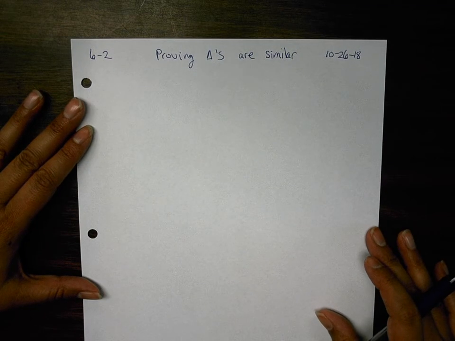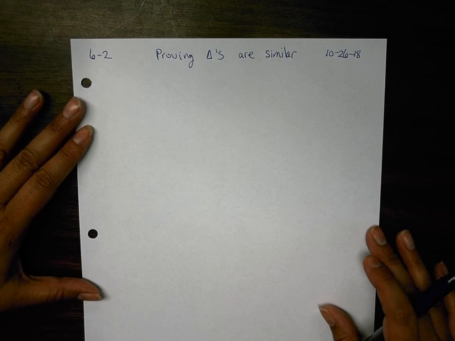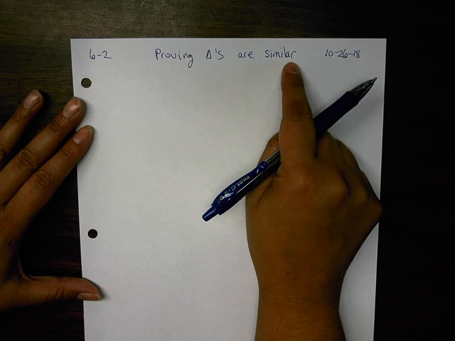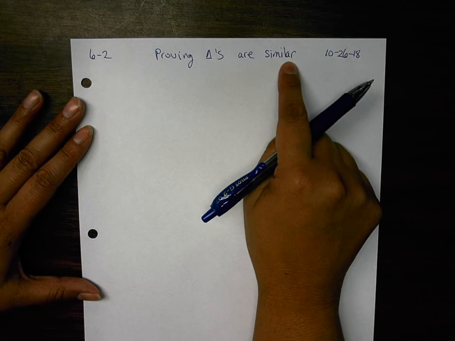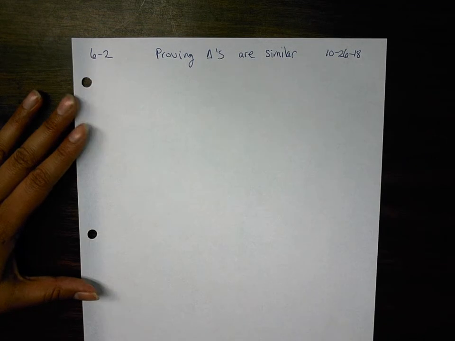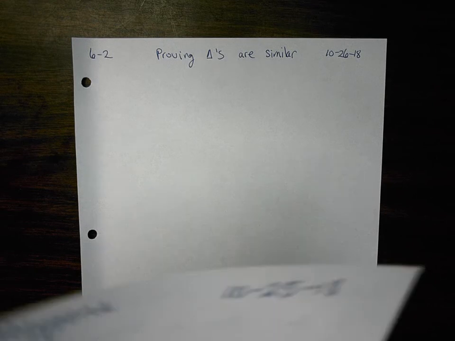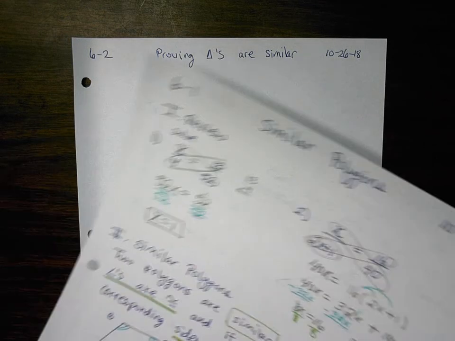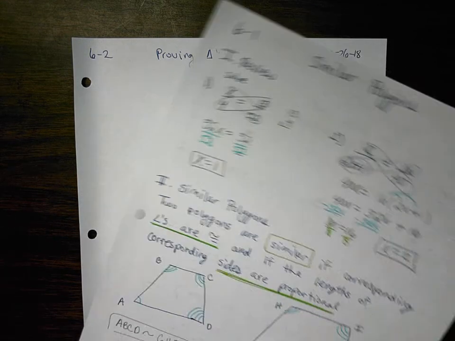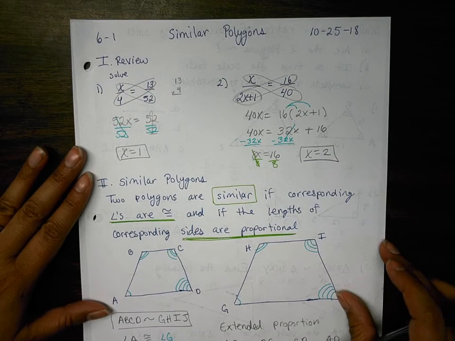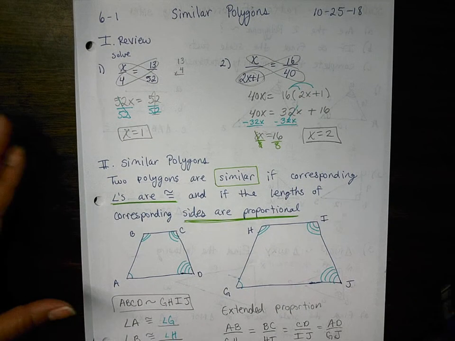Okay, proving triangles are similar. We've talked before about proving triangles are congruent. Today we're talking about proving that they are similar. We talked last time I saw you on block day about what makes a triangle or polygon similar.